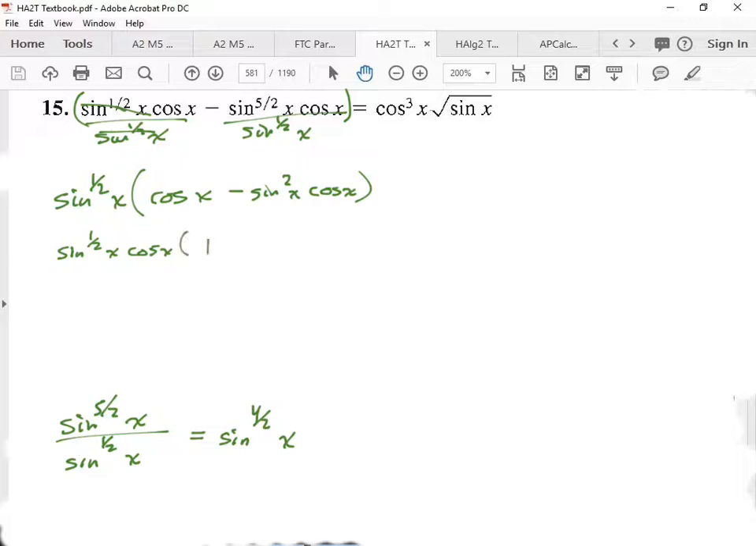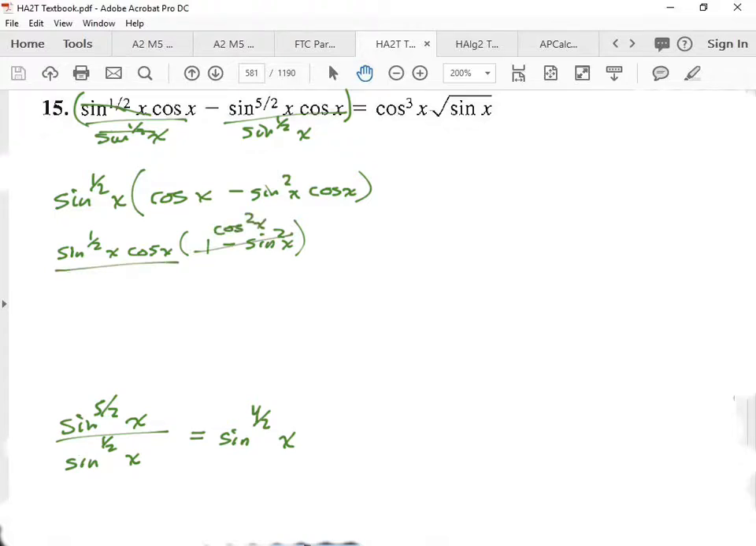And then we can get a 1, because cosine divided by cosine is 1. And then I have sine squared x, and that cosine goes away also. Oh! Snap. Do you guys see it? What is 1 minus sine squared x equal? This equals cosine squared x.